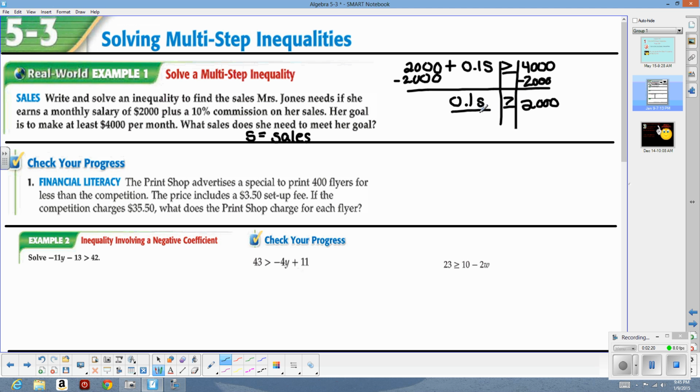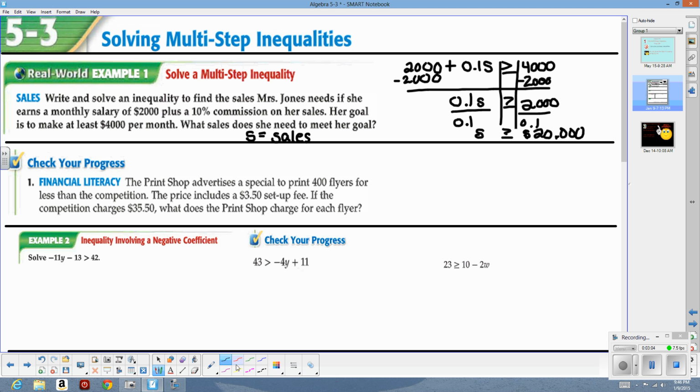Now we need to divide both sides by 1/10 to get 1S. And since we divided by a positive, we're going to go ahead and keep our inequality symbol the same. The sales need to be greater than or equal to 2,000 divided by 1/10. 2,000 divided by 1/10 is 20,000. So what sales does she need to meet her goal? She needs to make at least $20,000 in sales.